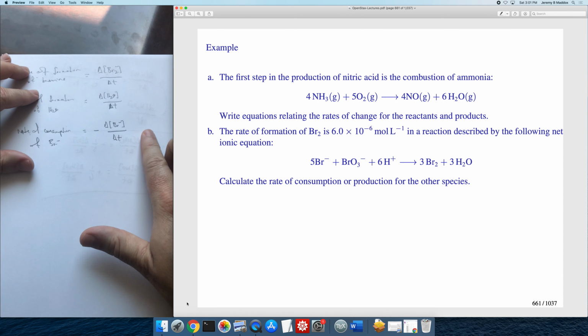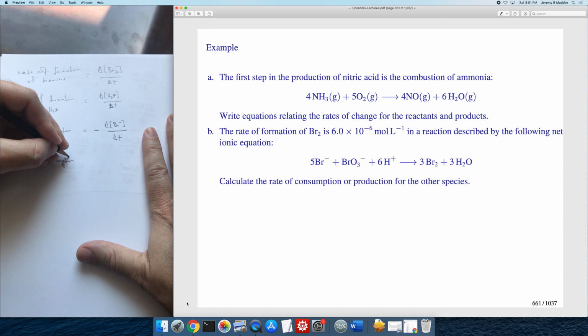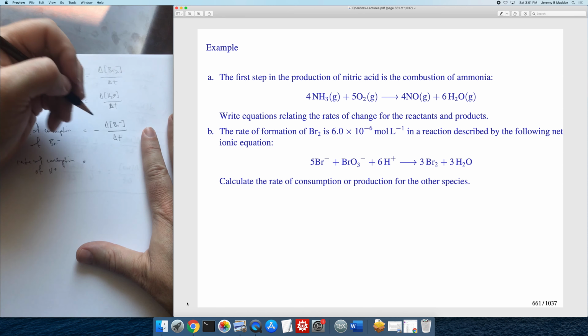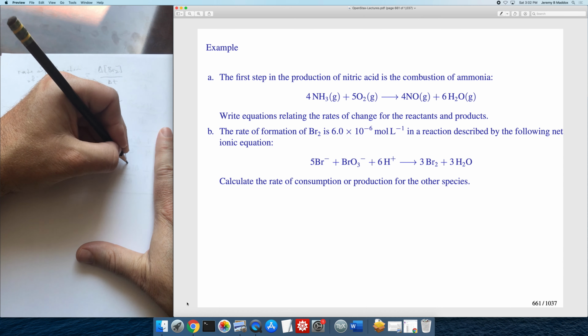For the H+, rate of consumption of H+, hopefully you got it, it would be minus delta H+ over delta T.